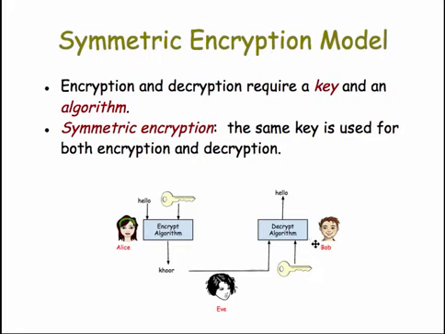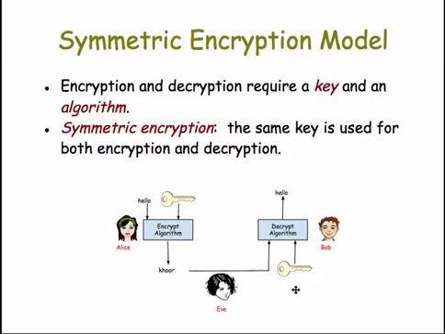Alice is trying to send a message to Bob. She inputs the word hello and the key for this algorithm into the encrypt algorithm, and out comes the word KHOOR. She sends that to Bob. He inputs the same key into the decrypt algorithm and gets out the word hello. So they've communicated the word hello encrypted.